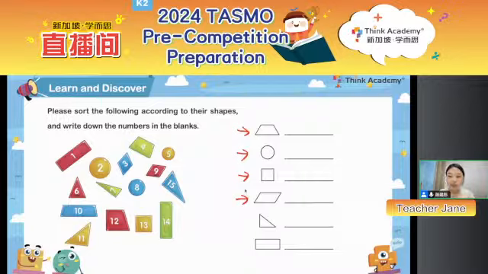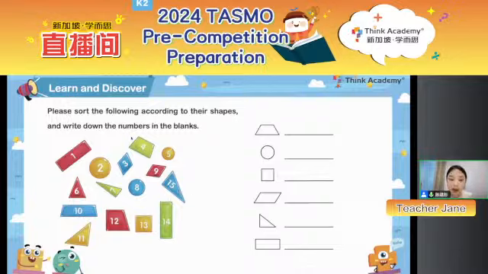So this is parallelogram. And then the next one, easy peasy, this is triangle. Then the last one, this is rectangle. Okay, good job everyone. So we can see these are all about the shapes. Then our task is to sort out all the following shapes on the screen into their shapes and write down the number in the blanks.